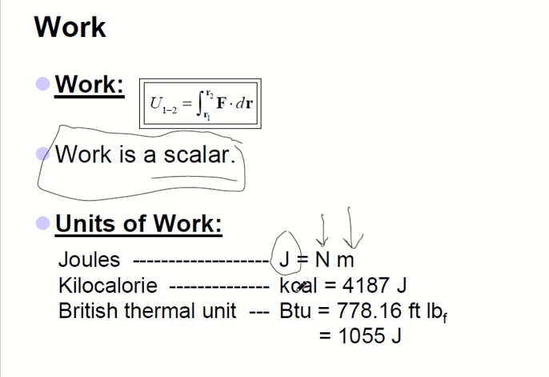Kilocalorie, kilo and then calorie, is about 4,187 joules. British thermal unit, B for British, T for thermal, and U for unit, and that's about 778 foot-pounds. Then if you convert from here to here, you're going to get about 1055 joules. This is just converting from one unit system to another.